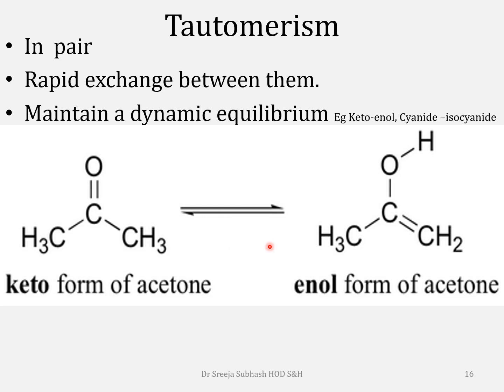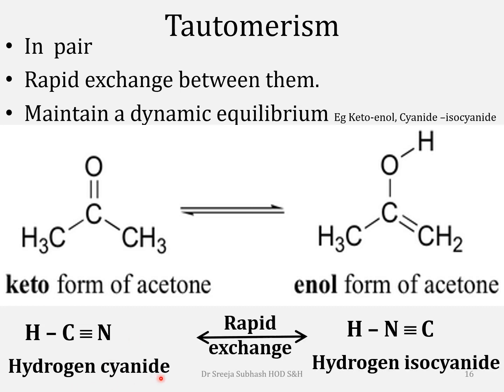So this is a combination of keto-enol isomers which are in dynamic equilibrium, with rapid exchange happening between the two. The next example is hydrogen cyanide rapidly exchanging to hydrogen isocyanide. These two are also exhibiting tautomerism. The difference is that hydrogen is connected to the carbon of the cyanide group in the first example. Here, hydrogen is connected to the nitrogen of the isocyanide in the second example. So these two examples will tell you clearly what tautomerism is.